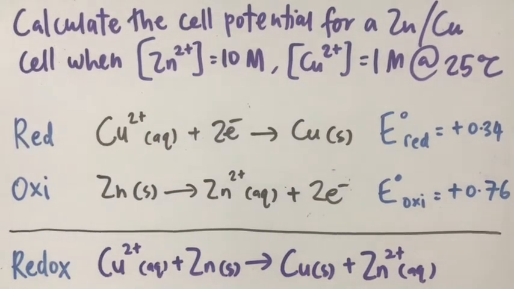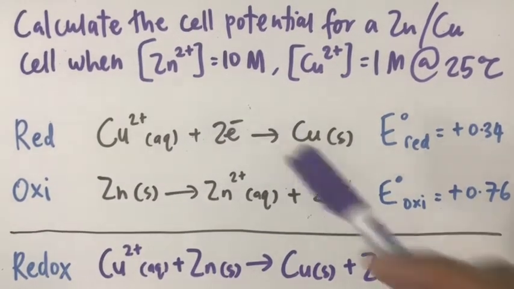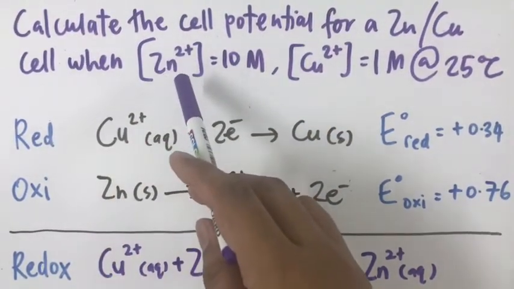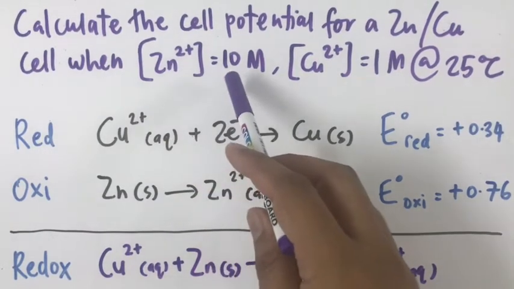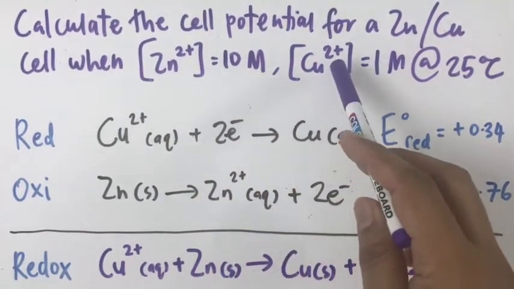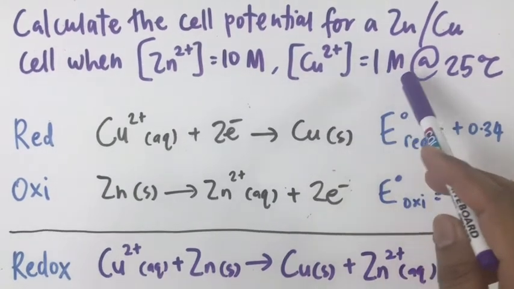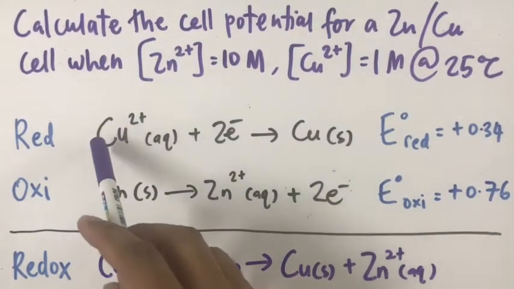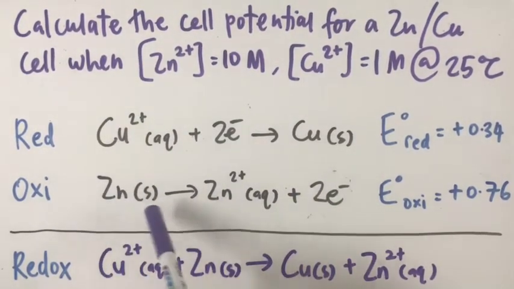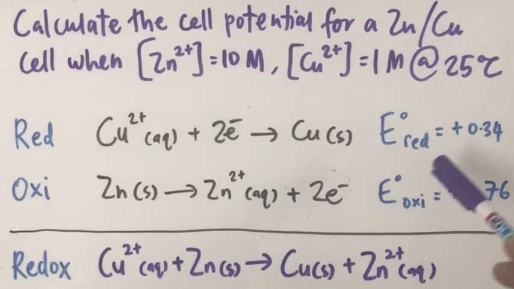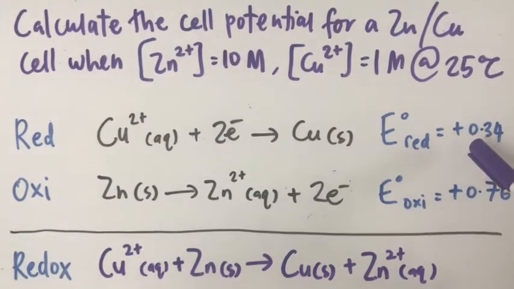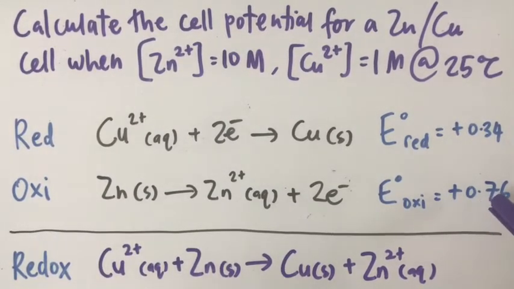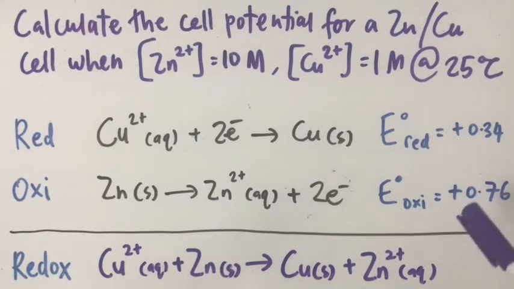An example is given on how to calculate the cell potential for a zinc-copper cell, when the concentration of the product zinc 2 plus is 10 molar and the concentration of the reactant copper 2 plus is 1 molar at 25 degrees C. You are given the half reaction for reduction and the half reaction for oxidation, and each has its own E naught, which is positive 0.34 volt for reduction, and positive 0.76 volt for oxidation.